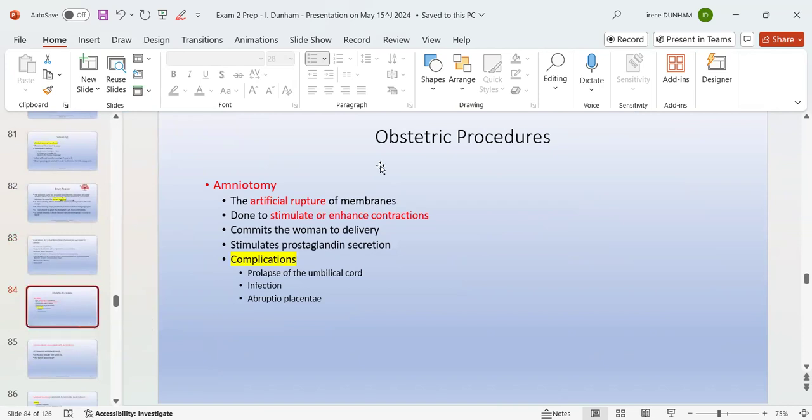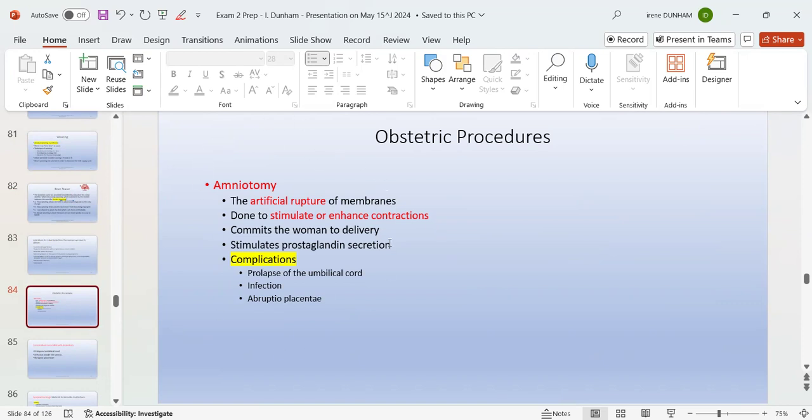Hold on here. Did we talk about amniotomy? All right, so what's an amniotomy, folks? There are membranes. What do we do with those membranes? We are rupturing those membranes. So it's artificial rupture of membranes. Why do we do it? It's done to stimulate or enhance contractions.